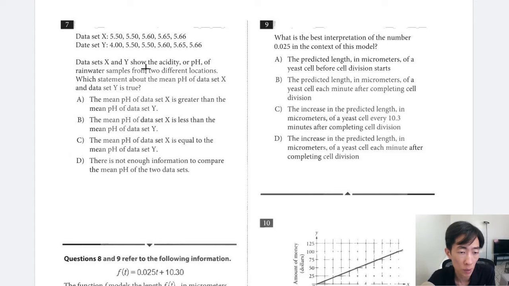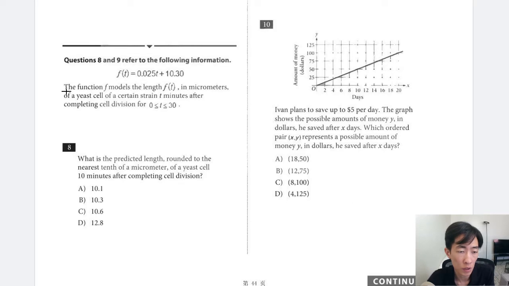Question 7, we got 2 data sets, X and Y. It says data sets X and Y show the acidity or pH of rainwater samples from 2 different locations. Which statement about the mean pH of data set X and data set Y is true? So before you whip out your calculator, what you should notice is that there is a correspondence between each value in X and Y. So basically every number in set X is also in set Y, but Y also has the addition of this value 4. What that means is that the average in set Y is going to be lower than the average in set X. Said another way, choice A, the mean of set X is greater than the mean of set Y, and that's the answer.